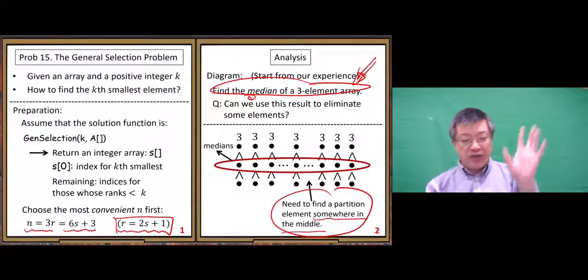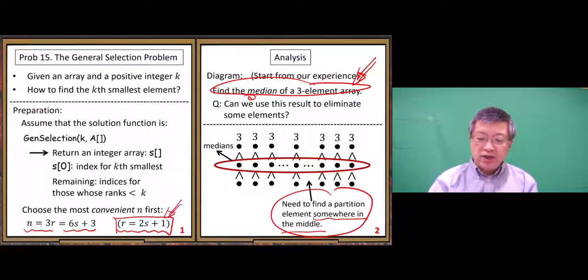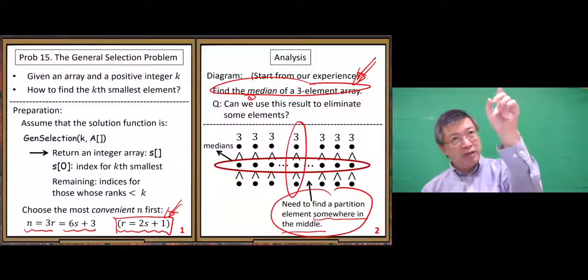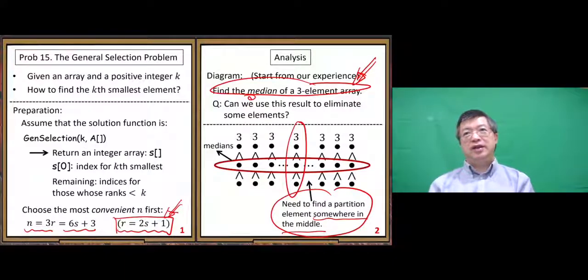Right. So that's why if we use this special form, then we have one column at the middle. Right? All right.